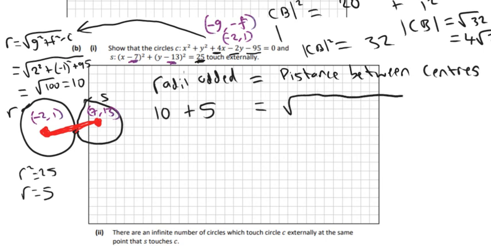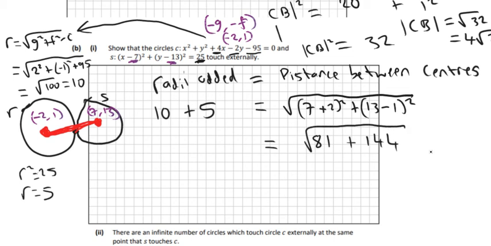So the distance between those 2 points then, so minus 2, 1 and 7, 13. So we do 7, take away minus 2, so plus 2, squared, plus 13 take away 1, squared. So that would be 9 squared, so 81 plus 144. And we'll get square root of 225, which is 15.